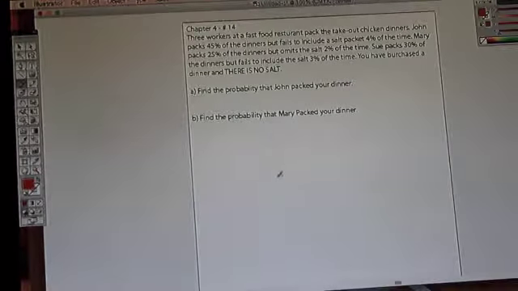This is Megan Small. We're going to go ahead and work through Chapter 4, number 14 problem. So the question is, 3 workers at a fast food restaurant pack the takeout chicken dinners.